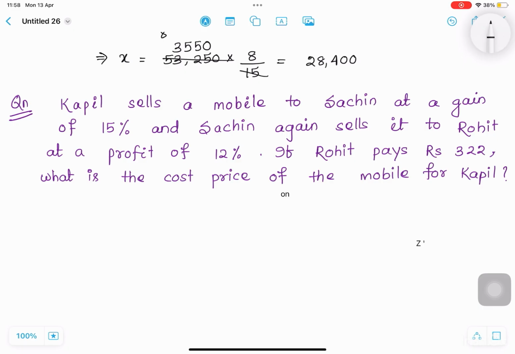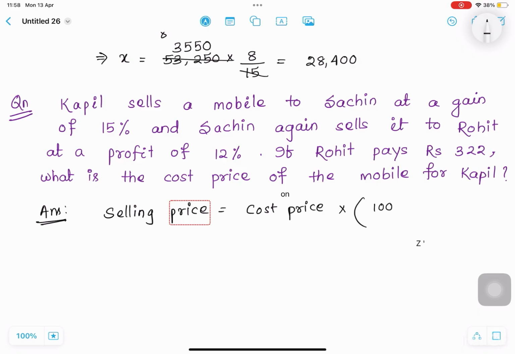Okay. So here Kapil sells to Sachin at a profit of 15%. Sachin sells to Rohit, again a profit of 12%. And Rohit pays 322. So this is exactly like the previous one. So selling price equal to cost price into (100 plus gain) by 100. So for gain we have to do 100 plus gain, for loss we have to do 100 minus loss. Okay, so that is the basic formula.